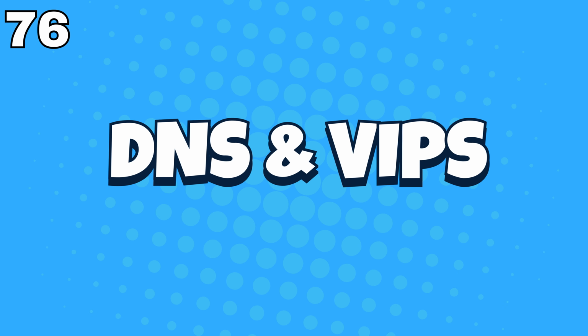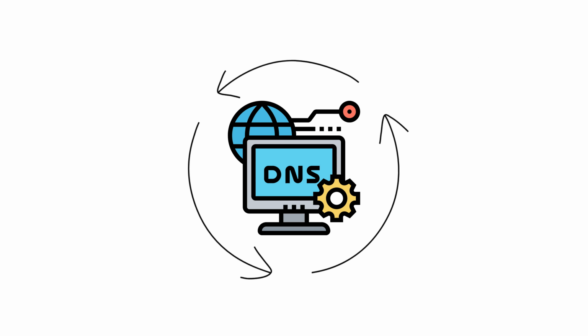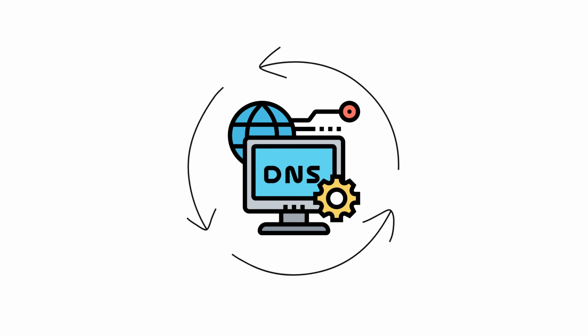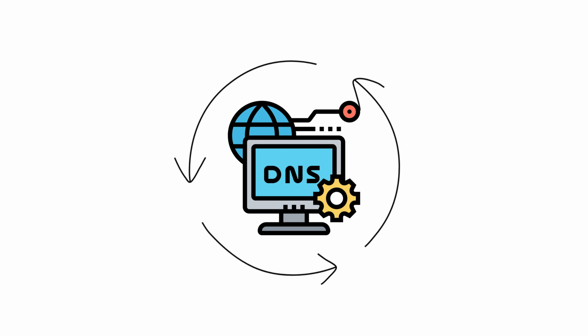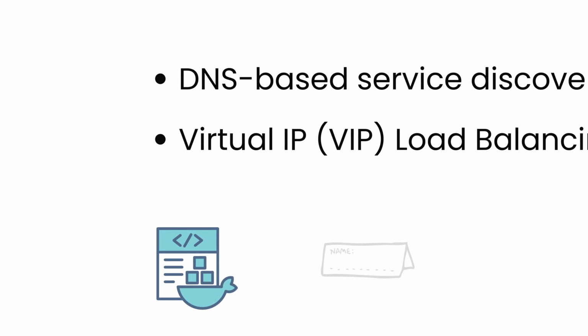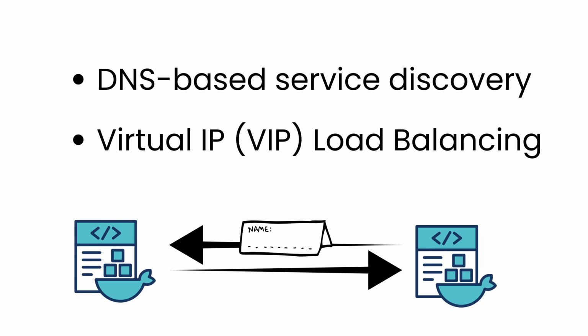How do containers in a swarm find each other? That's where service discovery comes in. Docker Swarm automatically creates an internal DNS system so services can reach each other by name, no hard coding IPs. Two key pieces are DNS-based service discovery. When you run ping web inside a container, it resolves to the right IP automatically.